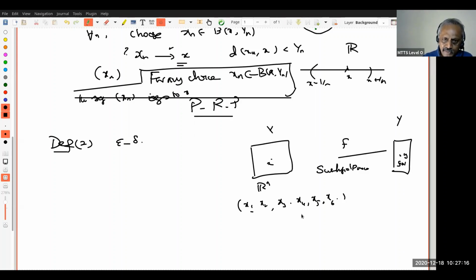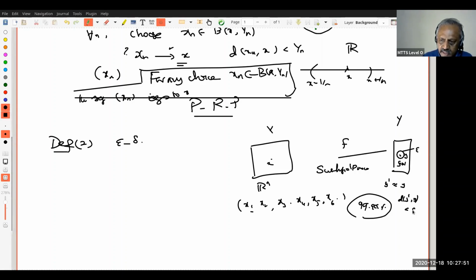If you have some idea of reality, nothing in the world is 100% pure. Even if you buy a gold coin, they will say only 99.99% pure. You pay through your nose for a gold coin, but it will only be 99.99% pure, not 100%. Nothing is pure. So you know that I may not get y. So what I do is decide how much error I can tolerate. If my y dash is very close to y, that is, the distance between y dash and y is less than epsilon, this epsilon you prescribe is how much error you can tolerate.